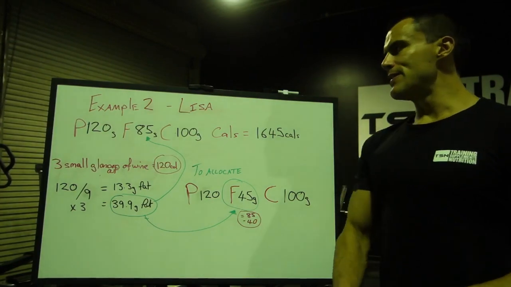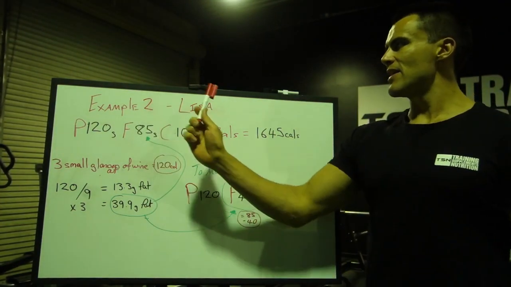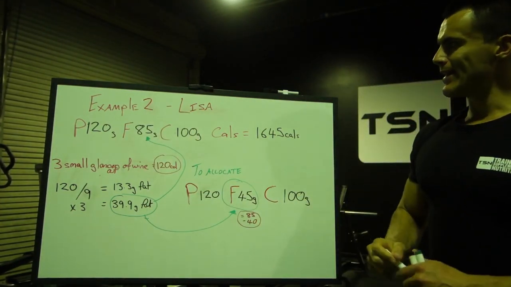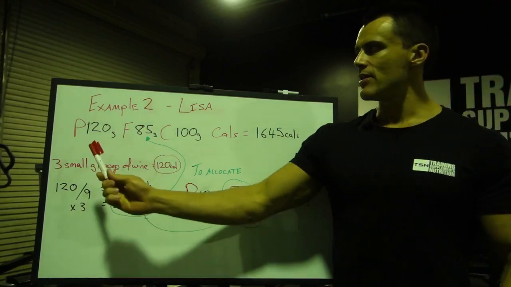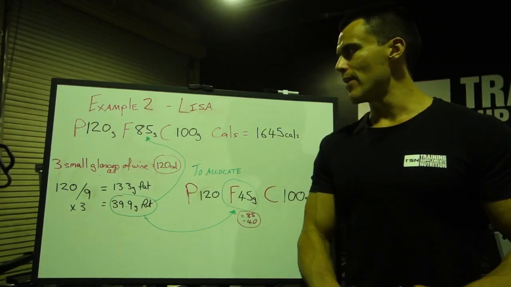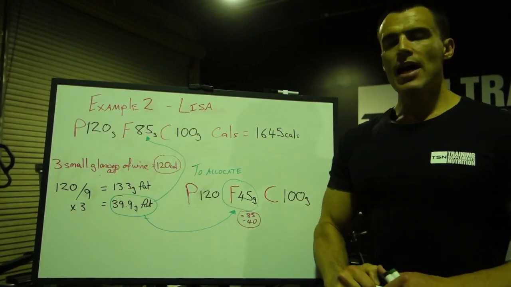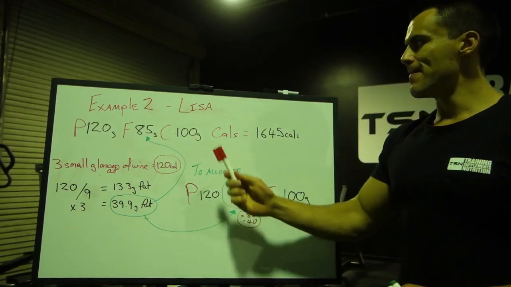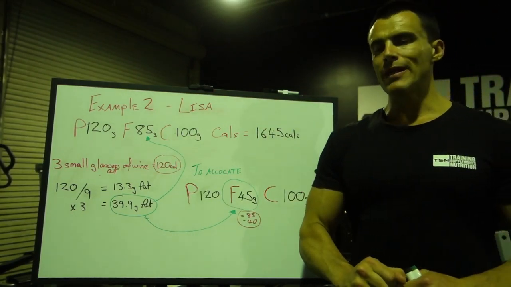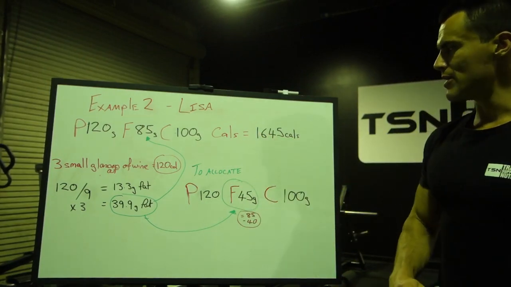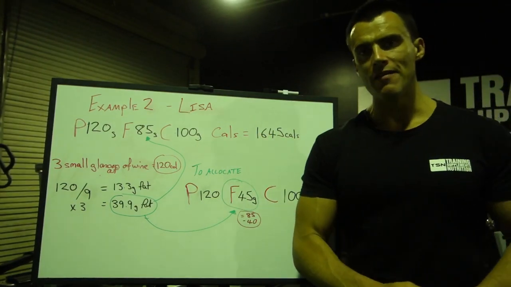Let's move on to example number 2. Now, example number 2 being Lisa. Lisa is on 120 grams of protein, 85 grams of fat a day, and 100 grams of carbohydrates, with a total of around 1645 calories.